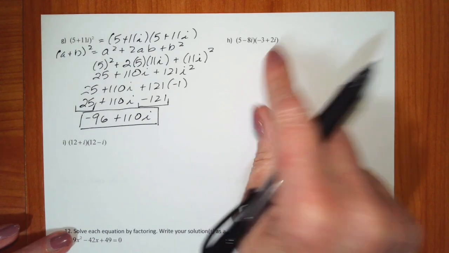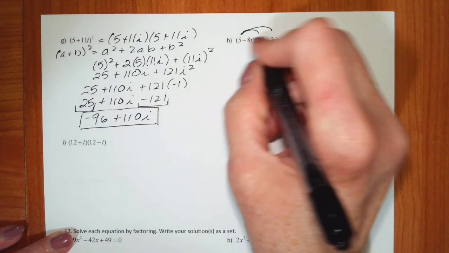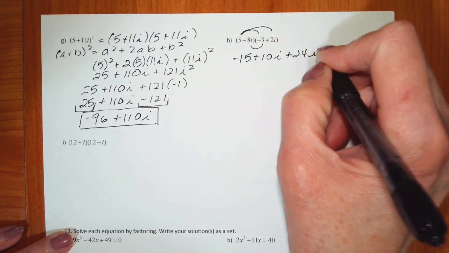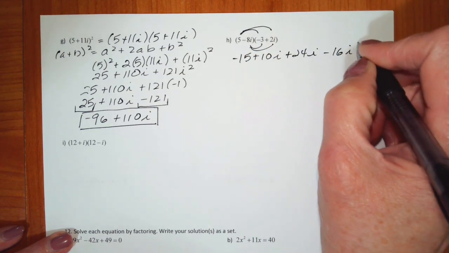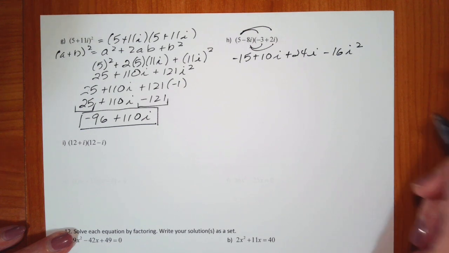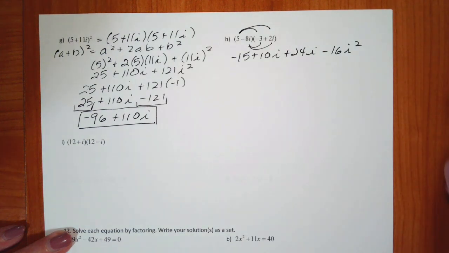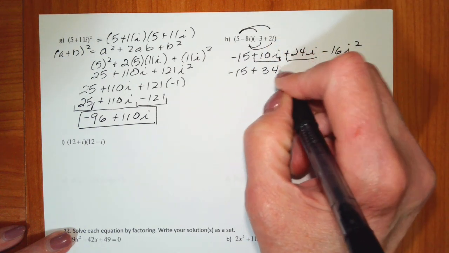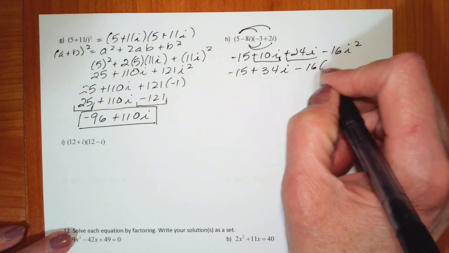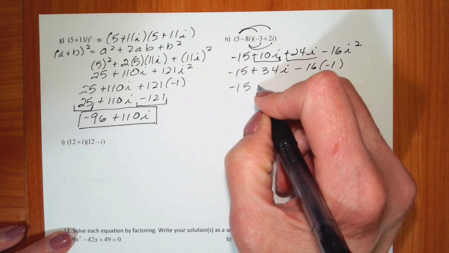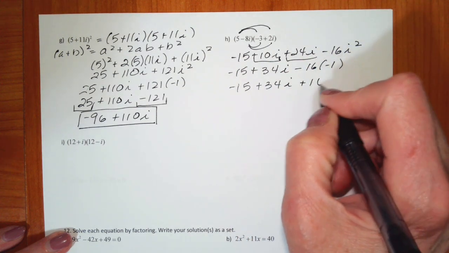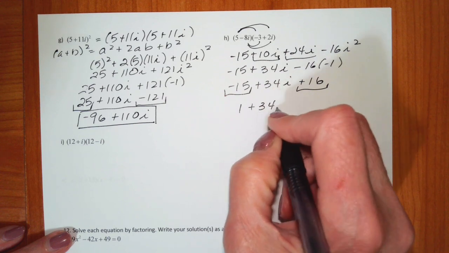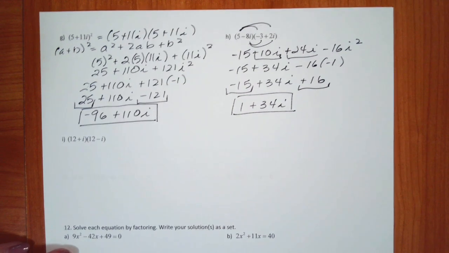This doesn't follow a pattern, it's just a binomial times a binomial. So I'm just going to distribute. So 5 times negative 3 is negative 15 plus 10i plus 24i minus 16i squared. So the only thing I have to do here, this becomes negative 15 plus, I'm going to go ahead and add these together, 34i minus 16 times negative 1. So negative 15 plus 34i plus 16. When I combine my like terms here, I get 1 plus 34i. And again, that's in the appropriate form.